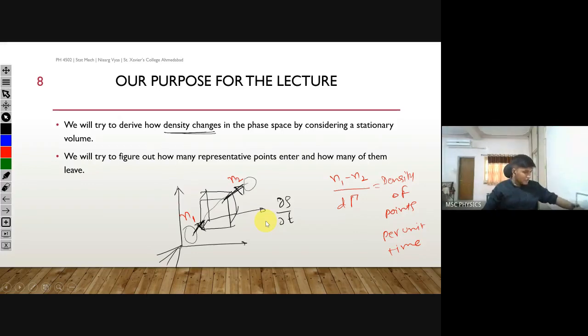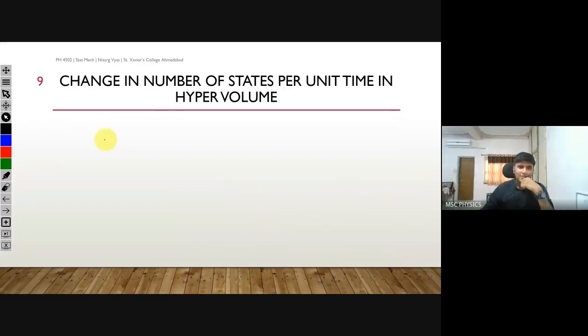And let's talk about this. It will be very good mathematics, and you have to stick with me. Yes. So consider a hypervolume. Let's talk about this. A hypervolume.